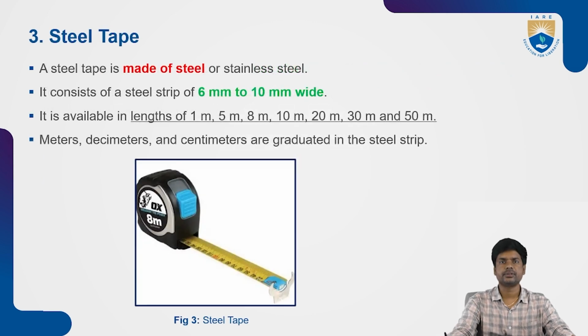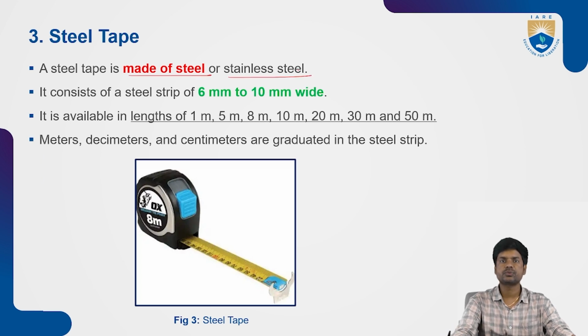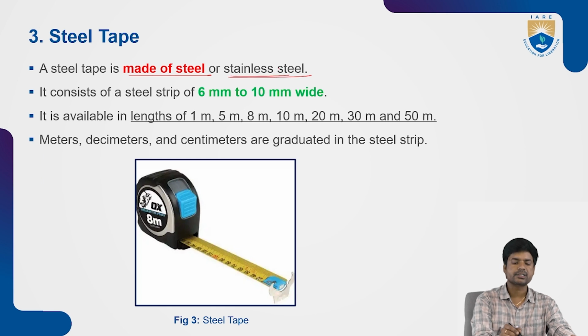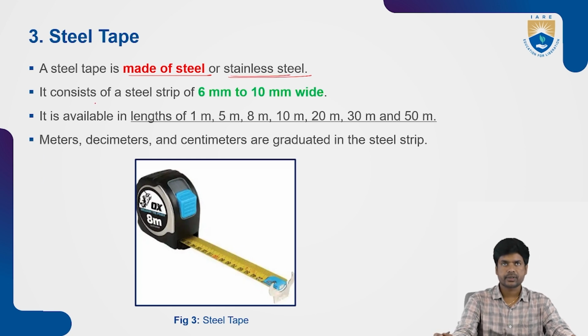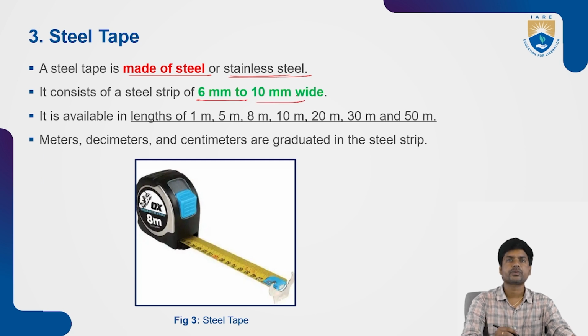And the third type of tape is steel tape. A steel tape is made of steel or stainless steel, and it consists of a steel strip of 6 mm to 10 mm wide. We are going to use a width of around 6 mm to 10 mm.